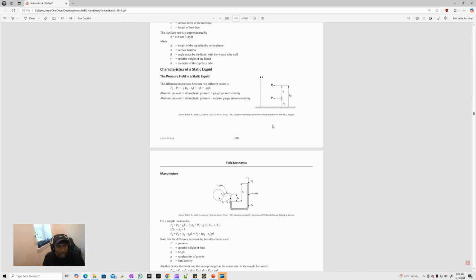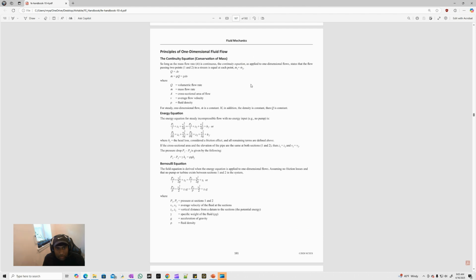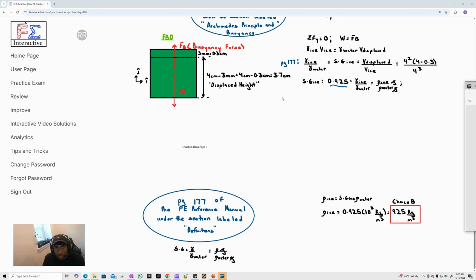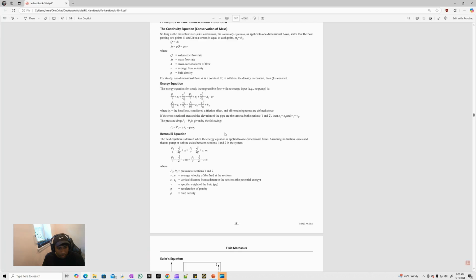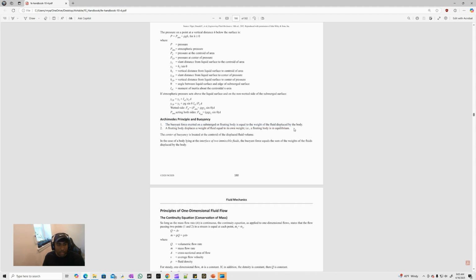Additionally, if you didn't remember Archimedes principle, we can go ahead and check inside of the reference manual. You can see I have a page number there, which was on the top, page 180. That's this page right here. You can see Archimedes Principle here. The buoyancy force is equal to the weight of the displaced fluid.